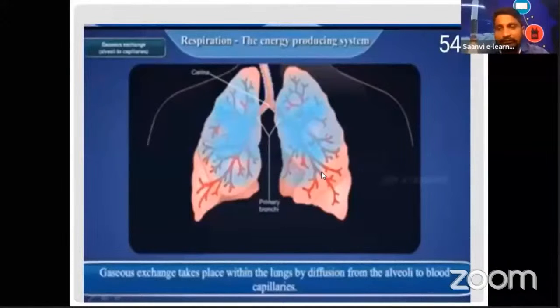So what is diffusion, sir? Simply, diffusion is a movement of air from an area of high concentration to an area of low concentration. Gas exchange takes place within the lungs by diffusion from the alveoli to blood capillaries. Alveoli is a plural; they are air sac like structures present in the lungs. In blood capillaries, blood will flow.